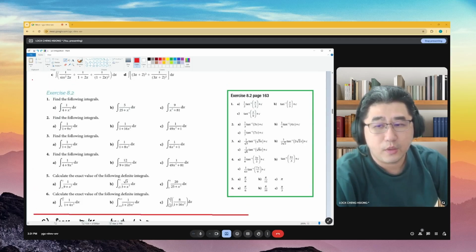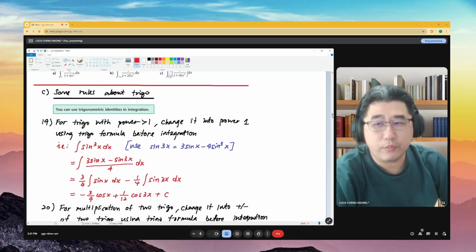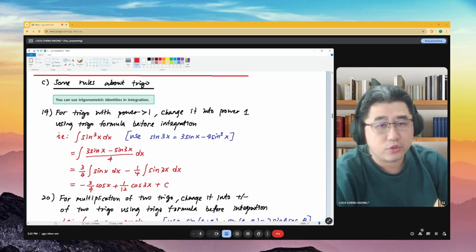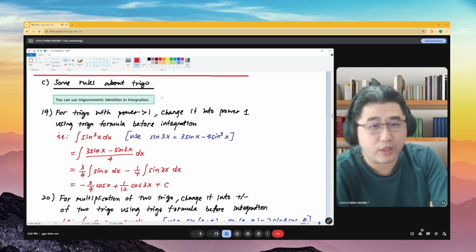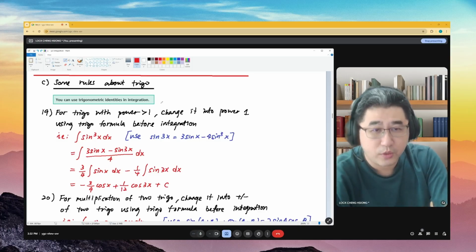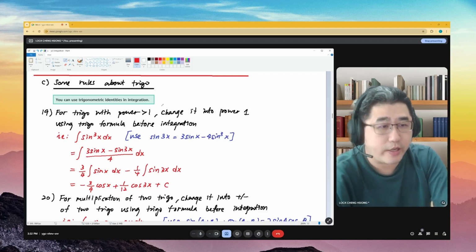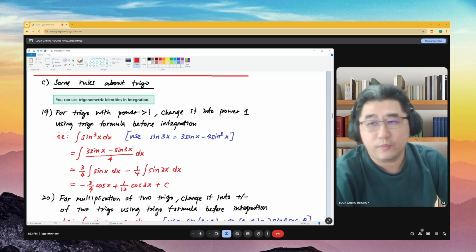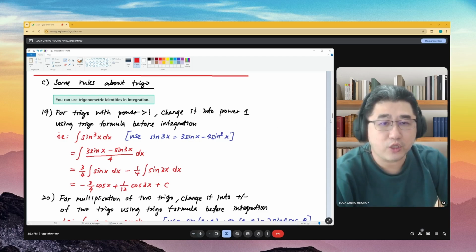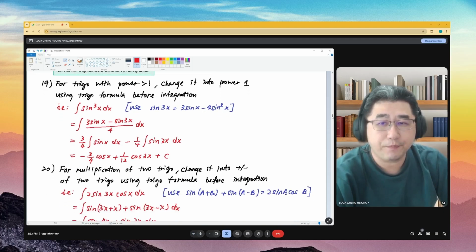Next, there will be some rules about trigo. Since we deal with trigo here, we expect students to know the trigo formulas, which is chapter 3. Please understand that when the teachers enter these sections, we already have some expectation: we expect students to know trigo. There will be 2 rules about integration that we can apply here.